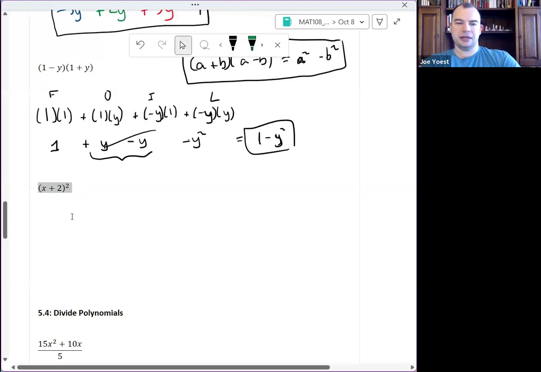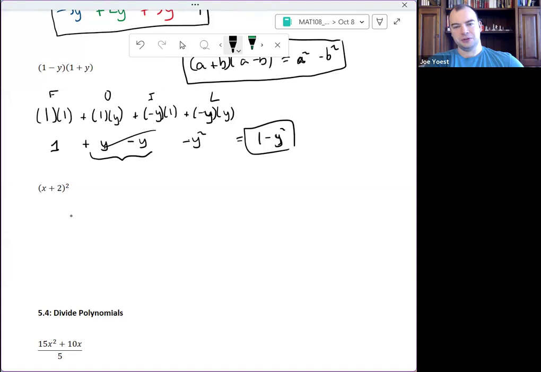And then I have products like this that are perfect squares. x plus 2 squared, be really careful. This is not x squared plus 4. We cannot distribute an exponent into a sum. Exponents and addition are two levels apart on the order of operations, and just the distributive property only takes us one level. So we don't want to be naive here and just try to distribute that squared into the two terms.